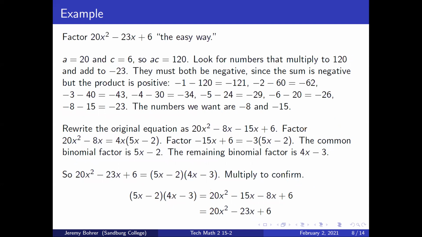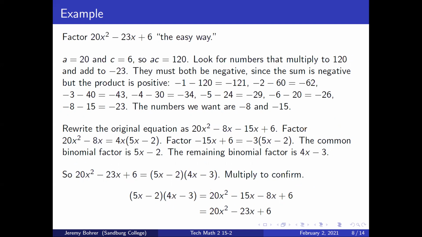Factor 20x squared minus 23x plus 6 the easy way. a equals 20 and c equals 6. So ac equals 120. Look for numbers that multiply to 120 and add to negative 23. They must both be negative since the sum is negative but the product is positive. There are a bunch of possibilities, but we'll ultimately find that the numbers we want are negative 8 and negative 15.